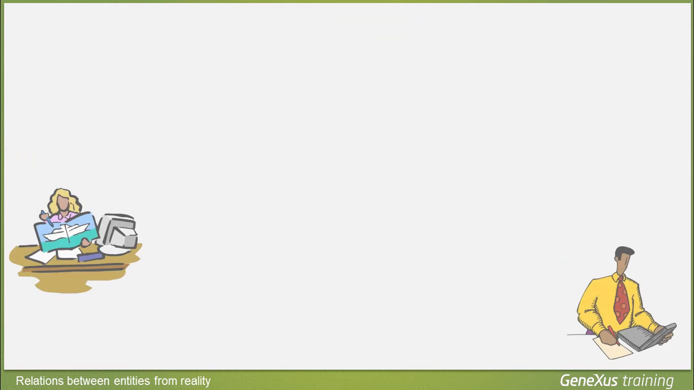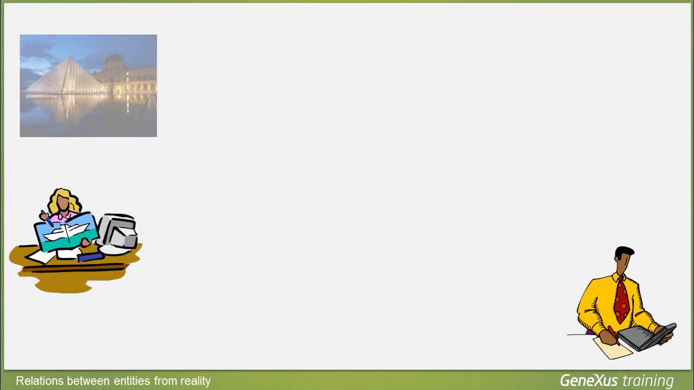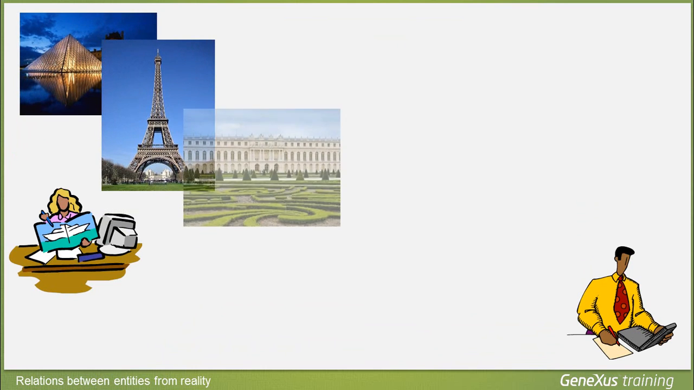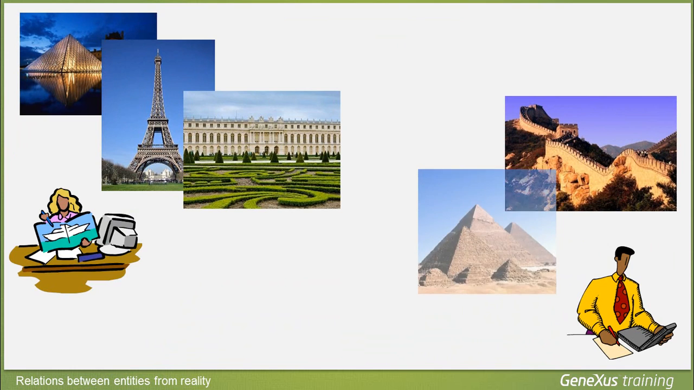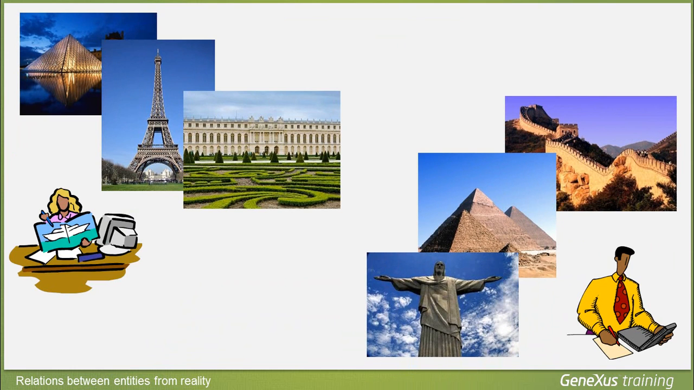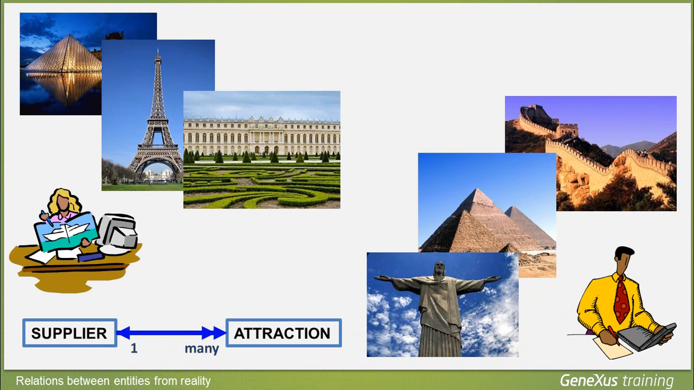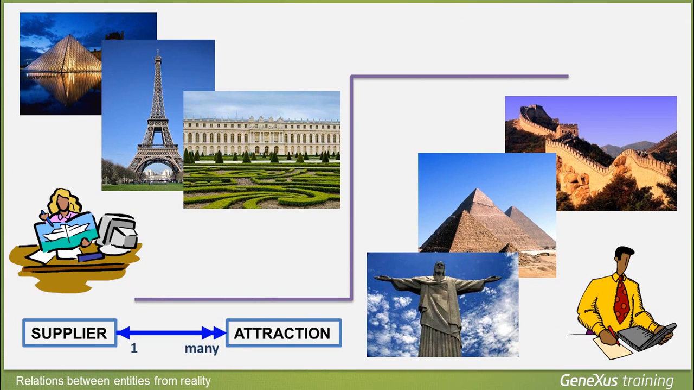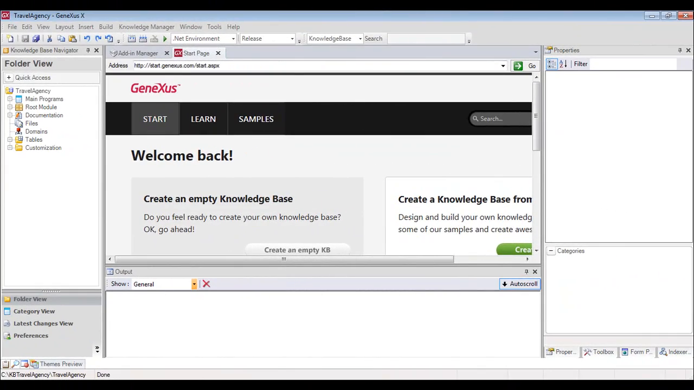We've been told that the agency now works with providers who periodically offer the agency visits to tourist attractions in different parts of the world. Each provider offers numerous tourist attractions, but each attraction is managed by a single provider. To represent this reality, we will create the supplier transaction where we will register providers.